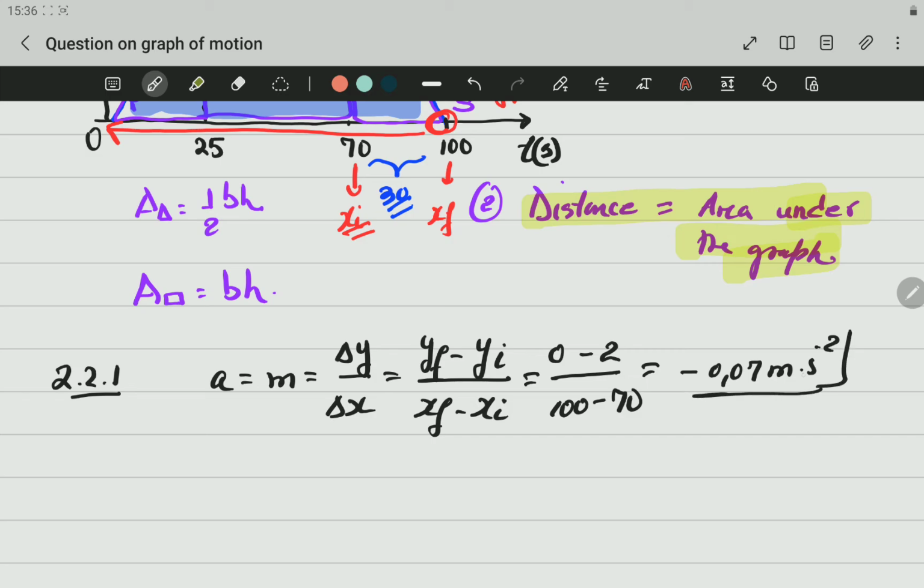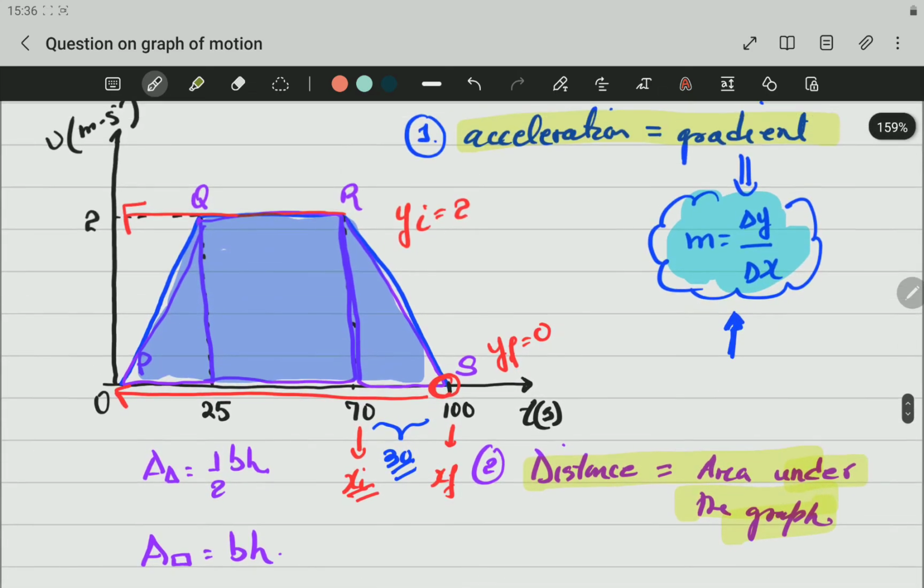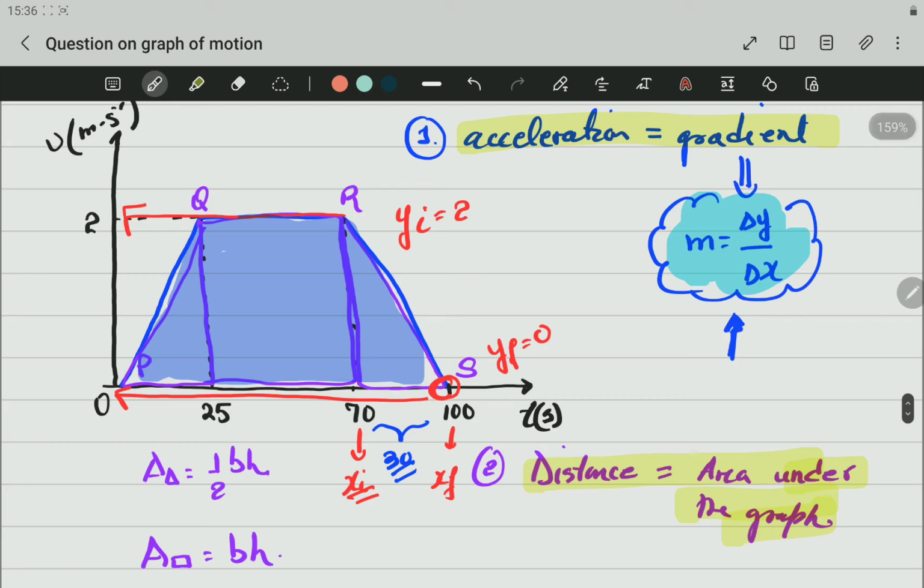So that is the question 2.2.1, where you have to calculate the acceleration using the graph and no equation of motion. Let's go to do question 2.2.2. Now in 2.2 they ask for the distance of the whole motion for the 100 seconds. Okay, so we have to calculate the area in each of the different triangles.